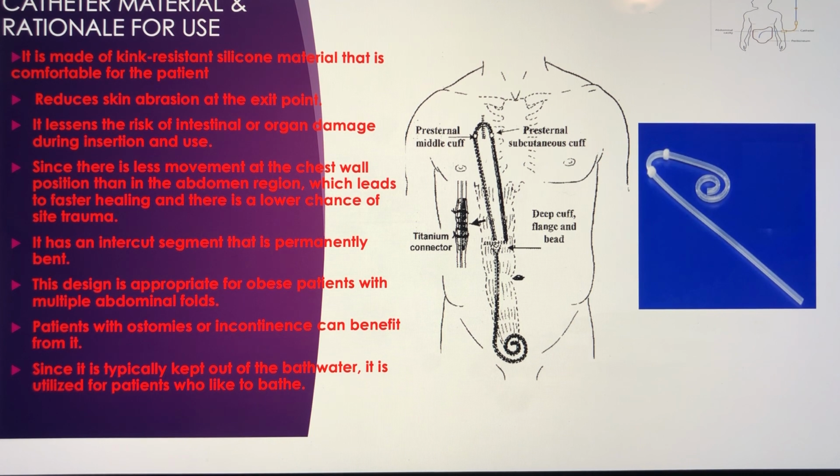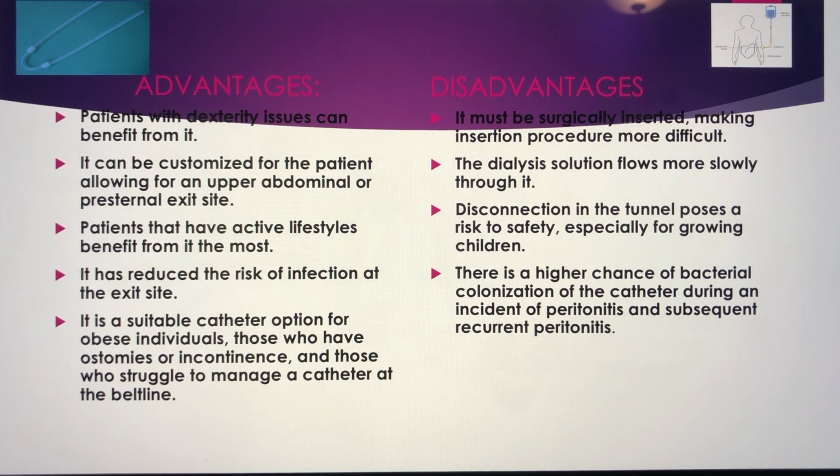This design is appropriate for obese patients with multiple abdominal folds. Patients with ostomies or incontinence can benefit from it. Since it is typically kept out of bath water, it is utilized for patients who like to bathe. The advantage is that patients with dexterity issues can benefit from it. It can be customized for patients, allowing for an upper abdominal or pre-sternal exit site.